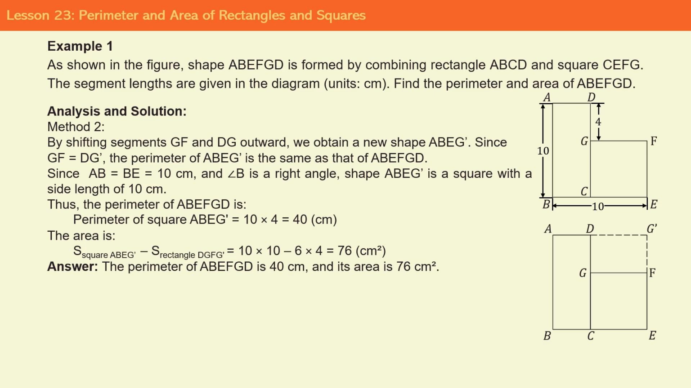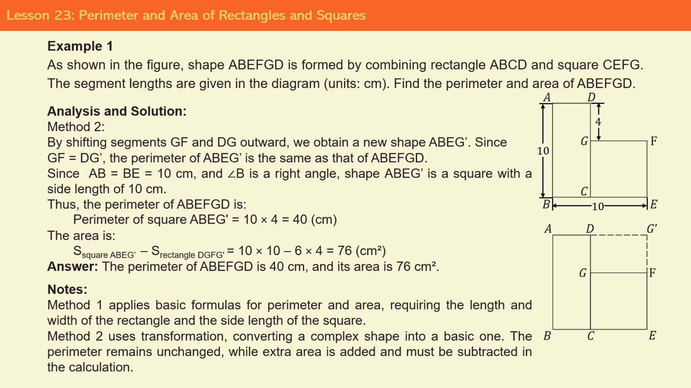Method 2: by shifting segments GF and DG outward, we obtain a new shape ABEG'. Since GF equals DG', the perimeter of ABEG' is the same as that of ABEFGD. Since AB equals BE equals 10 cm, and angle B is a right angle, shape ABEG' is a square with a side length of 10 cm. Thus, we can find the perimeter and area of ABEFGD. The answer is the perimeter of ABEFGD is 40 cm, and its area is 76 square centimeters.